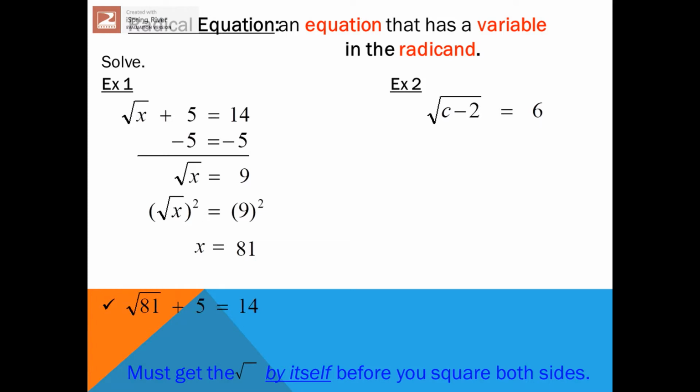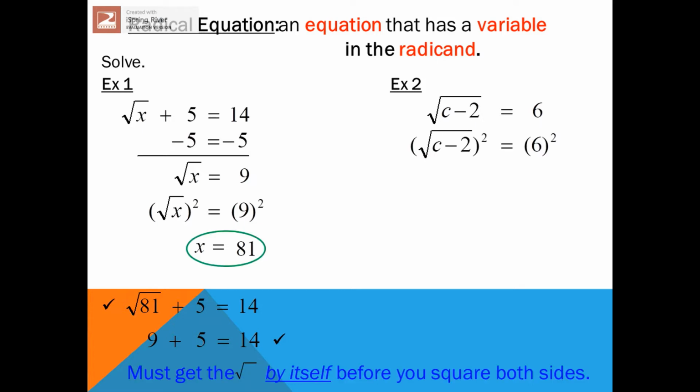To check your answer, let's plug in the value of x to the original equation. Square root of x, or square root of 81, plus 5 is equal to 14. What is the square root of 81? That is 9. And 9 plus 5 is equal to 14. So it means our answer x equals 81 is correct.